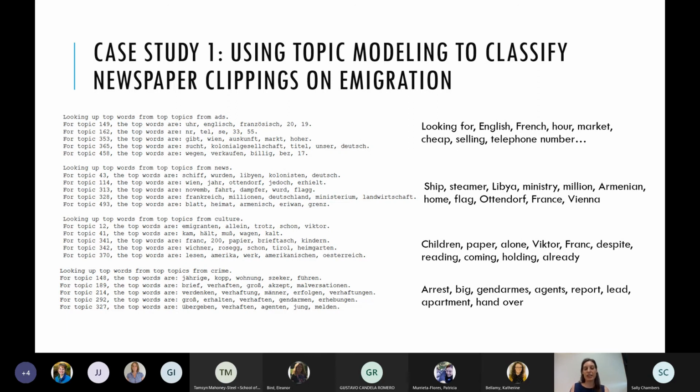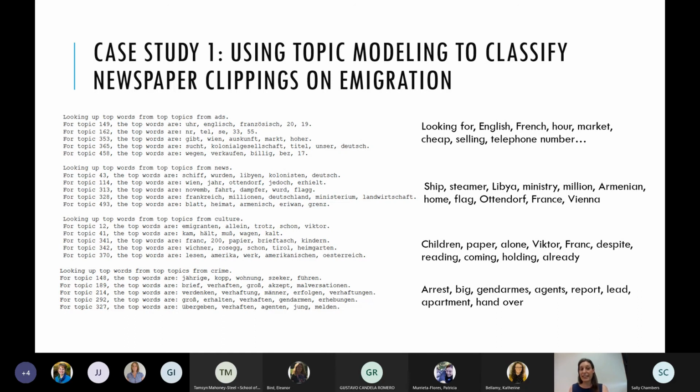And the goal then was to use this model. I trained the model on my training corpus, and to use this model then on unseen articles to find out which of these unseen articles belongs to which of those categories.